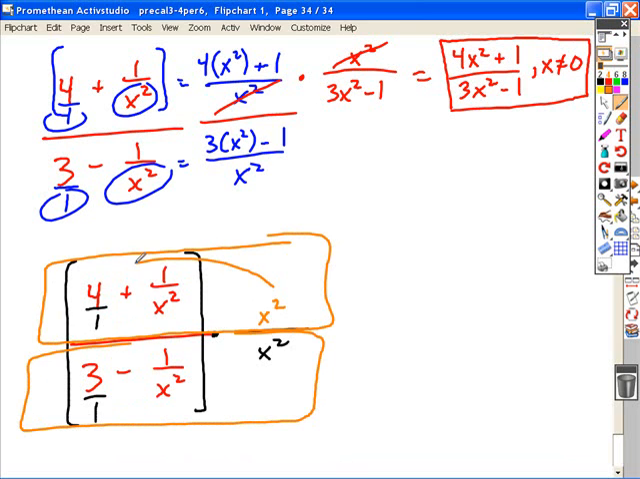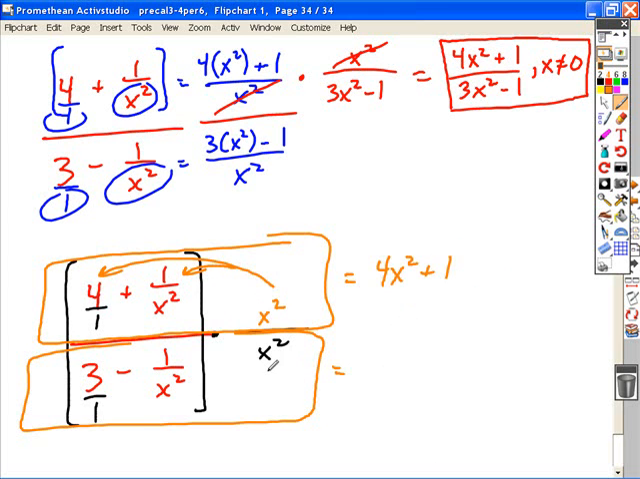And what you're going to do is distribute across the top. So when we distribute an x squared across the top, we get 4 times x squared. Here we get 4 times 1 over x squared. Well, what's going to happen to these x squareds? So you get just the 1.